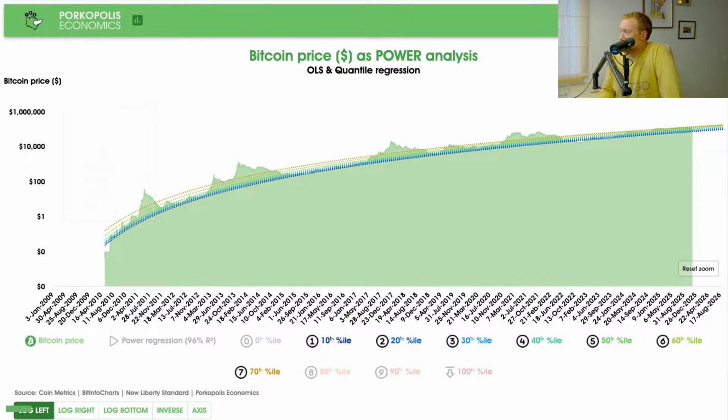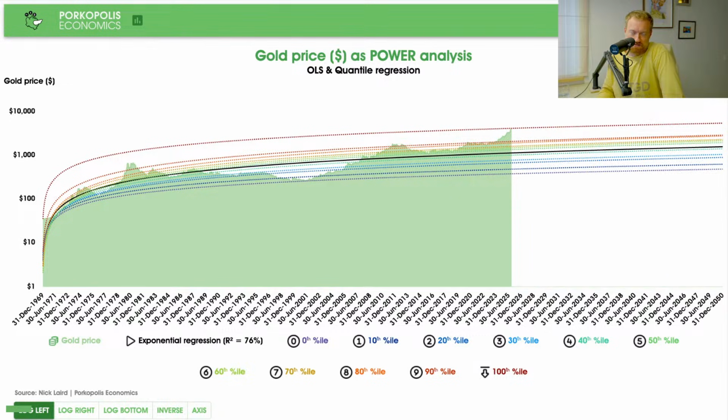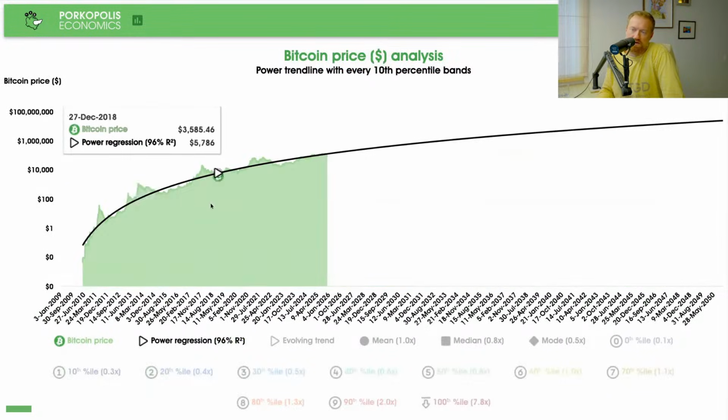I started late and I had too many charts, or too many different things to do this morning. So not going to show too much, but if you want to look at any other charts, let me know. Bottom line, Bitcoin is power, not exponential. Gold is exponential, not power, as is every other financial asset. And then also, depending on how you measure it, the R-squared is even worse in power. And now let's look at mine.